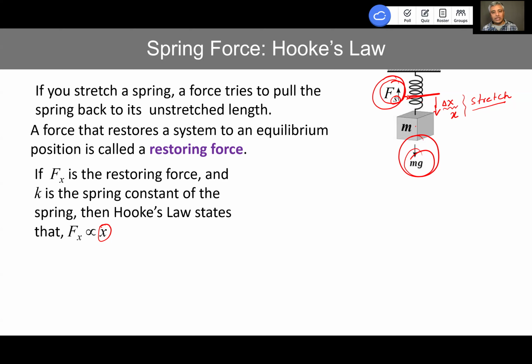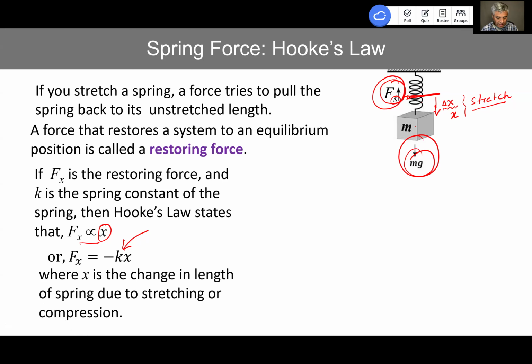So what we do is we use a proportionality constant to convert this into an equation with an equal sign. And that's where this spring constant comes in. That's where the spring constant k comes in. So if you can easily stretch a spring with a very small force, that means it has a relatively smaller k.